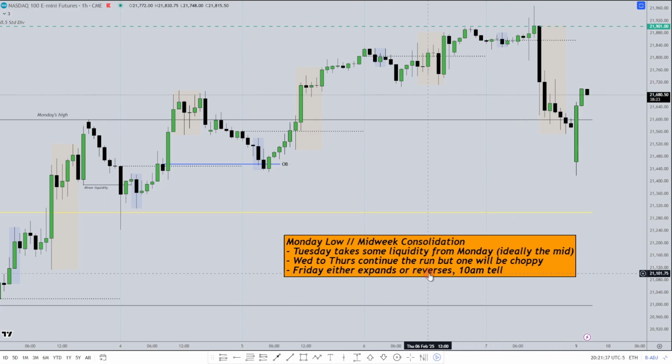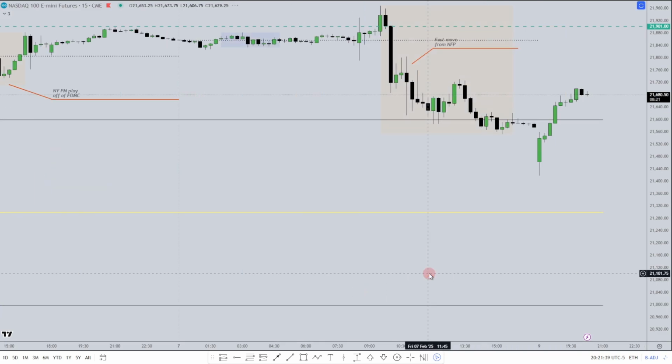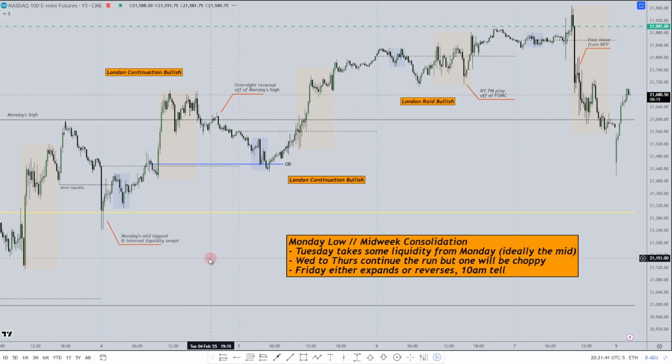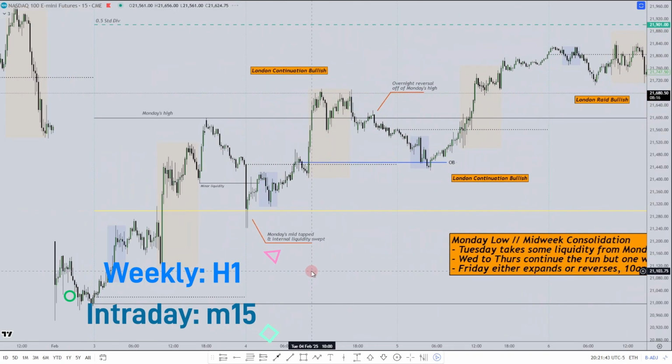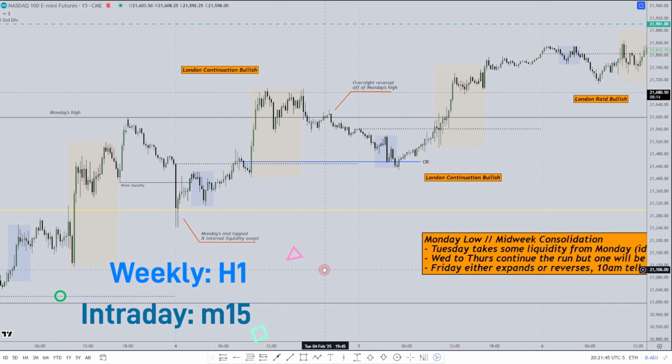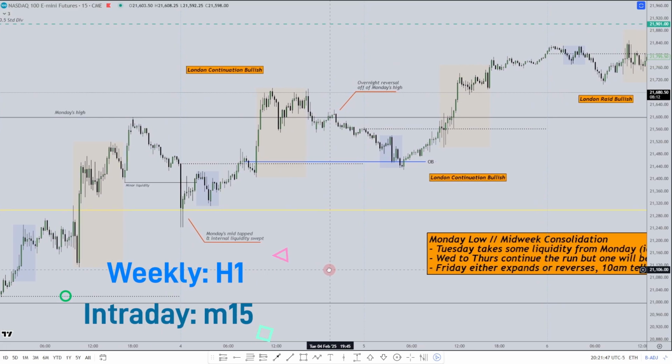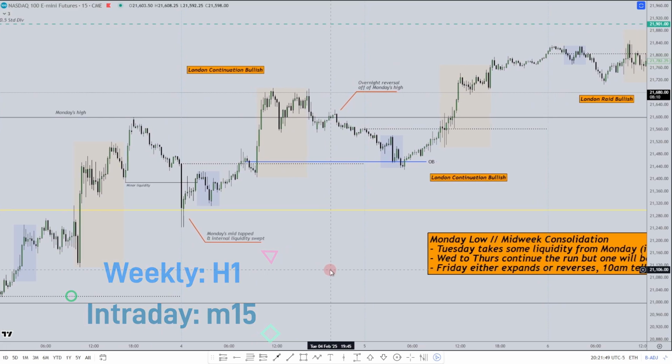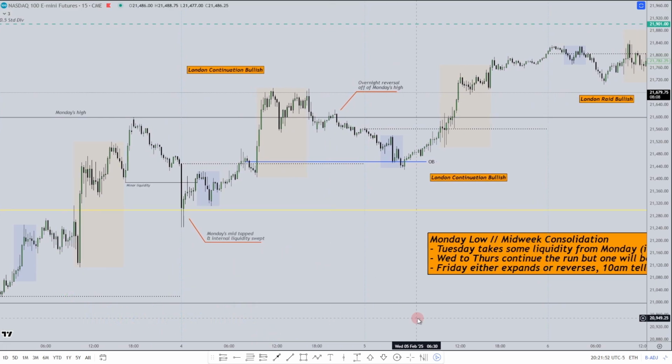So let's jump down into a 15-minute time frame. And so here's how the play looks. We use an hourly chart to set the weekly range and the weekly profile, and we use a 15-minute chart to start working our intraday profiles. We get onto the 5 and the 1 minute for the trade.